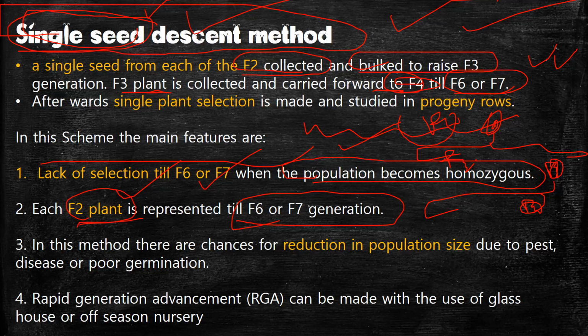And in this method, there are chances for reduction in population size due to pest, disease, or poor germination as well. And then rapid generation advancement can also be made with the use of a glass house or an off-season nursery. So these points are less relevant, but you should know what this method actually is. All the plants are being raised from the single seed of F2.